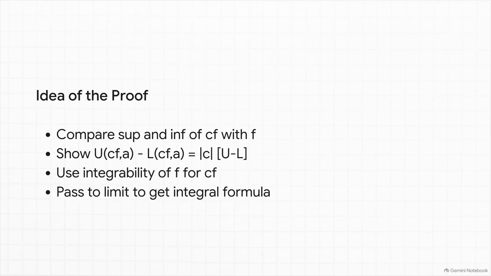अब आते हैं हमारे battle plan पर, the idea of the proof. The strategy is to first compare the sup and inf of cf on each subinterval with those of f. Then we show that U(P, cf, alpha) minus L(P, cf, alpha) equals the absolute value of c times the difference U(P, f, alpha) minus L(P, f, alpha). Next, we use the integrability of f to conclude the integrability of cf. And finally, we just pass to the limit as the mesh goes to 0 to nail down that exact integral formula.